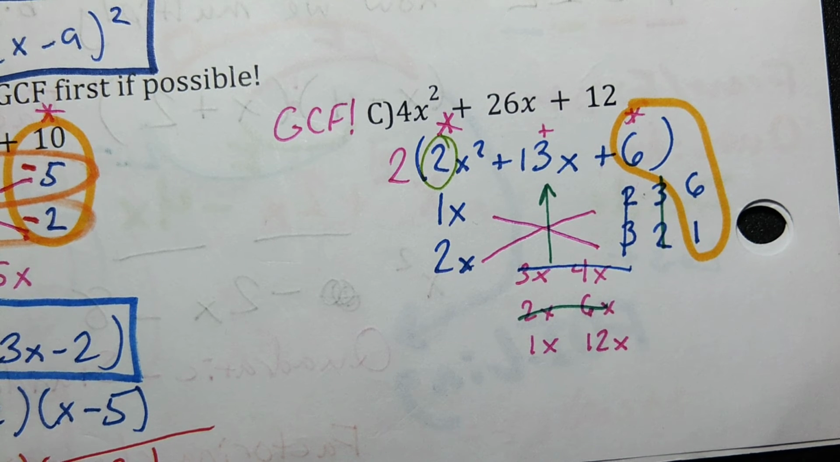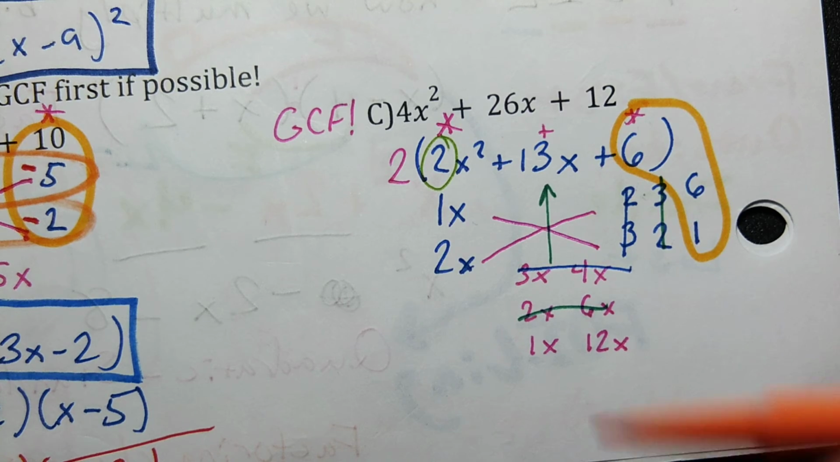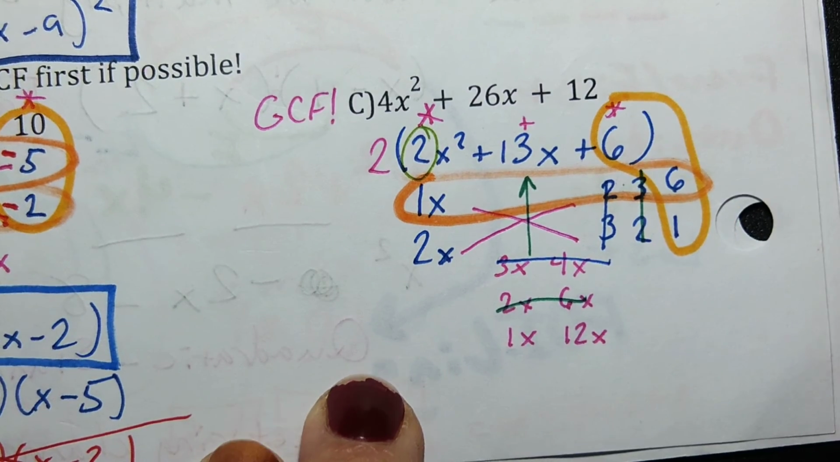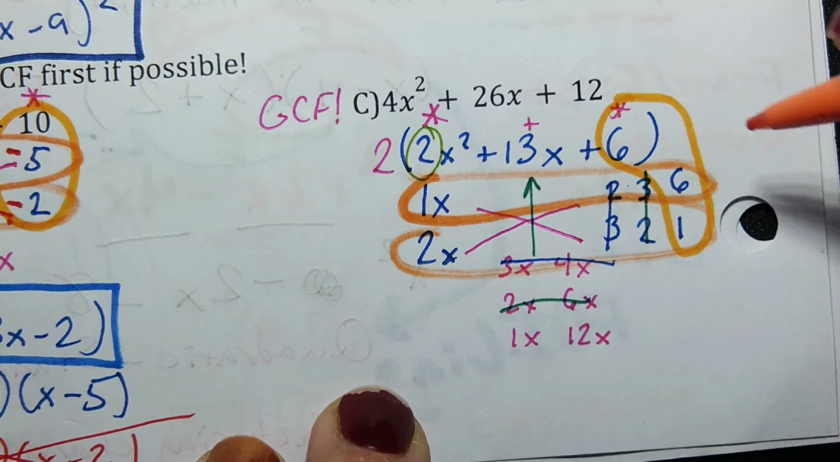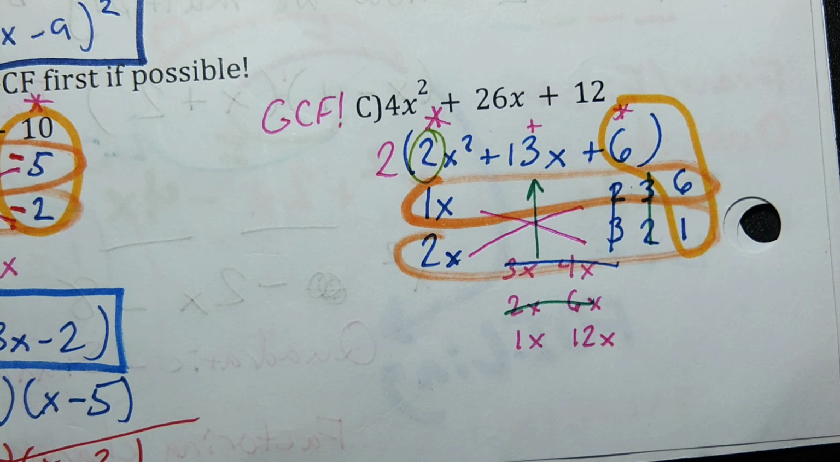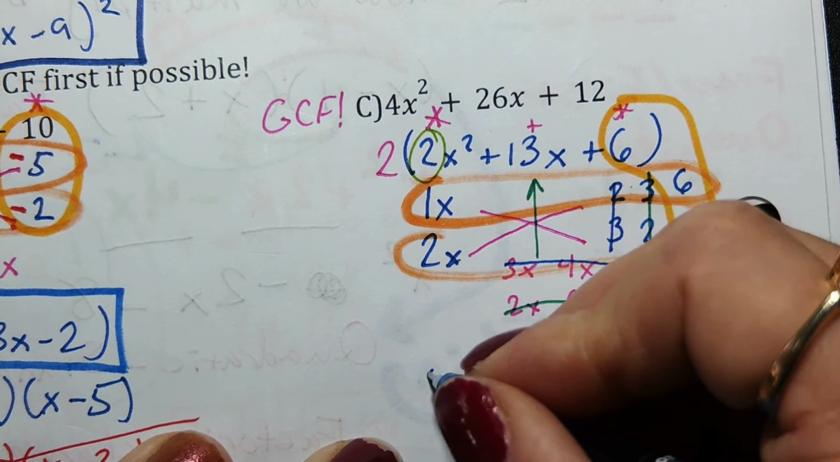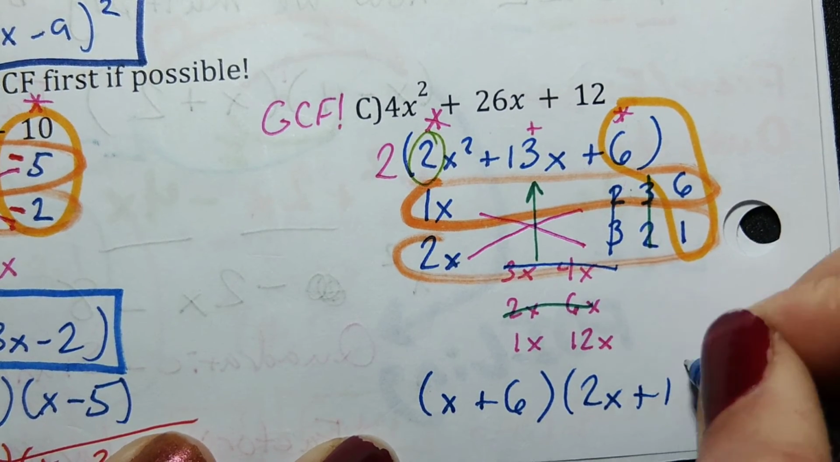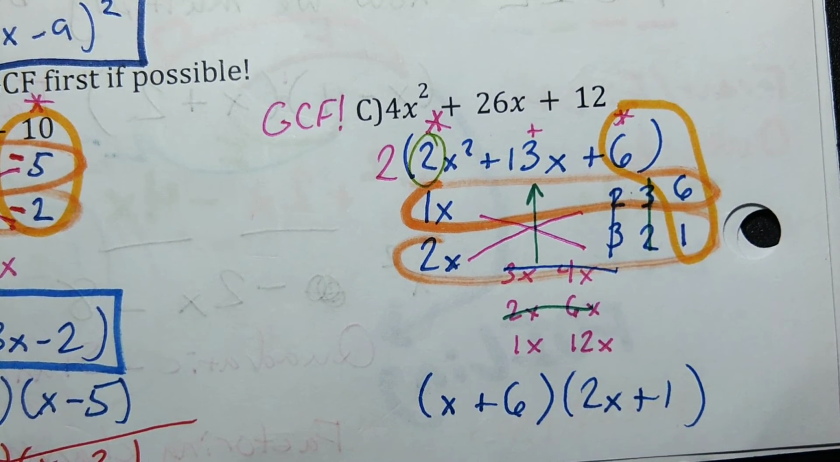So, how are we going to write our factors? The 1x gets paired with the positive 6, so x plus 6. And the 2x gets paired with the positive 1, so 2x plus 1. x plus 6, 2x plus 1. And it's wrong. What? It's not that it's wrong, it's missing something. Anybody see what we're missing from this factorization?